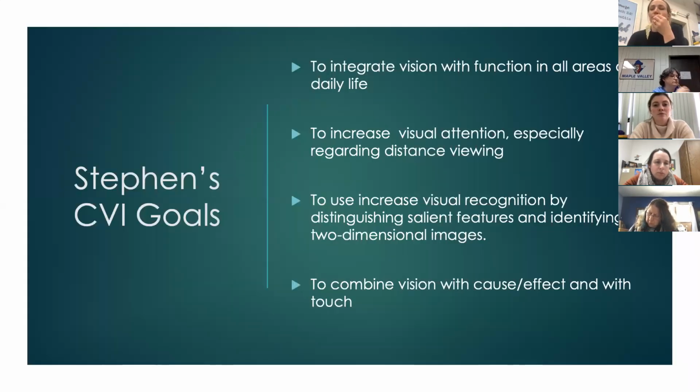All right. Stephen's CVI goals. Now this would be something that would be written right into his, for example, his IEP, or that the team has identified, you know, that these are the things that are getting worked on. To continue to integrate vision with function in all areas of his daily life.